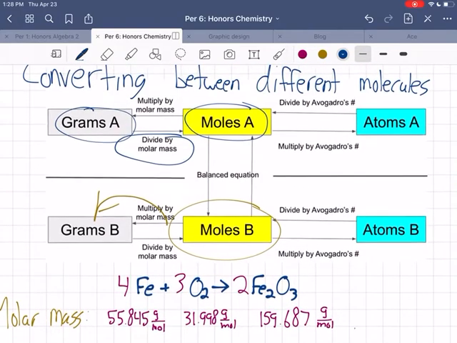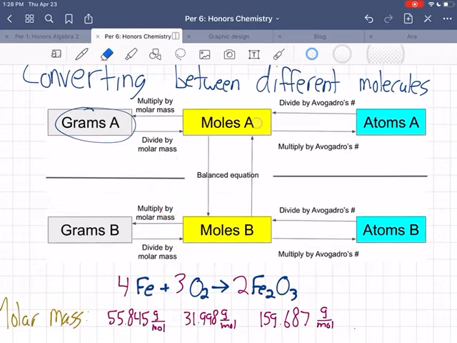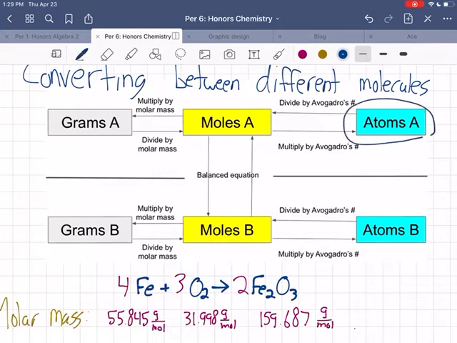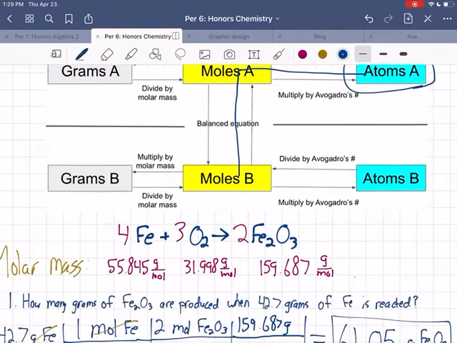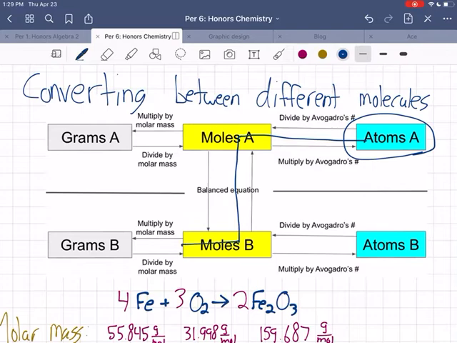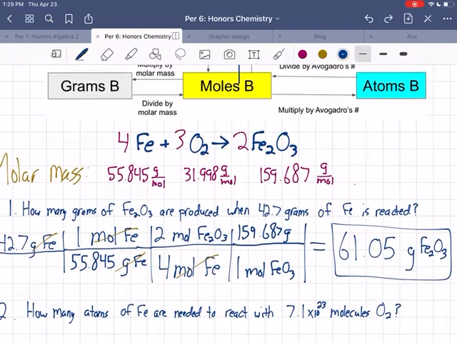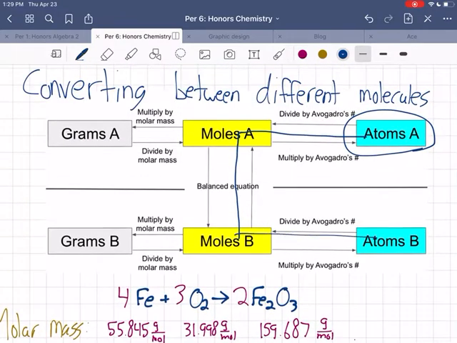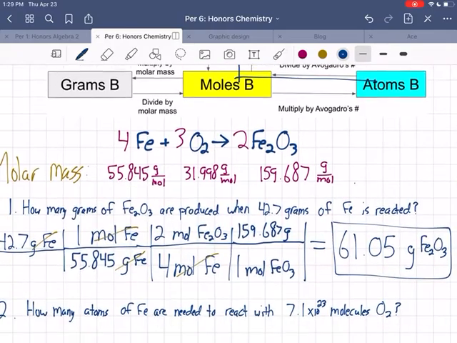Let's find that. So I have molecules of something, which we're going to treat very similarly to atoms. So we have molecules of oxygen, we have to find the moles of oxygen, then we can find the moles of iron, and then we can find the atoms. I think we are finding atoms, correct? Yes, the atoms of iron. So it's again a 3-step process.